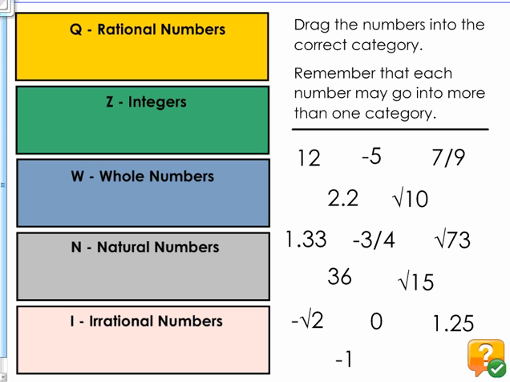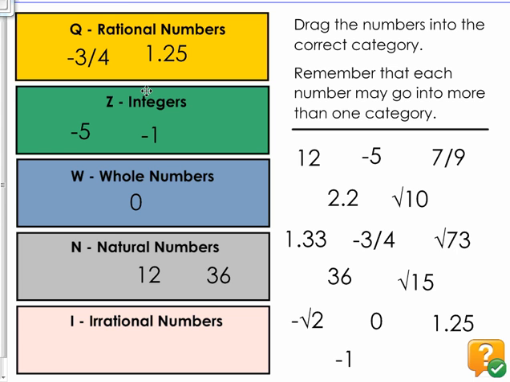So just to go over some of these so we can go through. The really easy ones to pick out would be the natural numbers, which are my counting numbers. So that could be considered 12, 36, all of those. 0 is considered my whole numbers, along with 12 and 36. My integers, I can go -5, -3/4 would probably be considered more rational. Okay, -1.